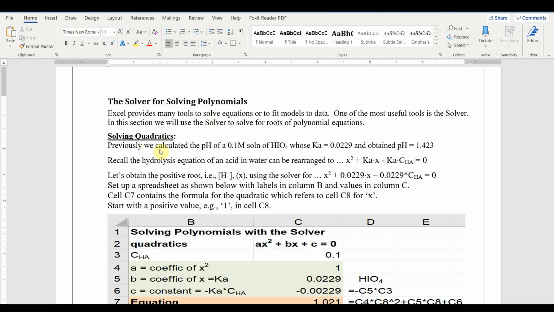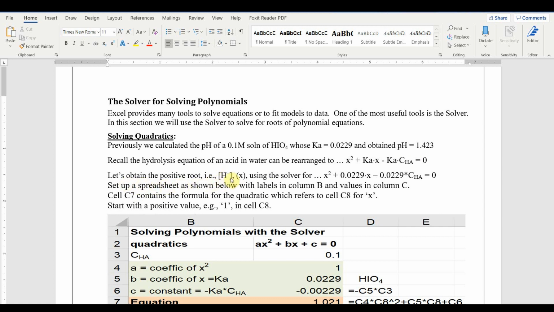Previously we calculated the pH of a 0.1 molar solution of periodic acid, with a Ka of 0.0229, and we obtained a pH equals 1.423. Recall that the hydrolysis equation of an acid and water can be rearranged to x squared plus Ka times x minus Ka times Cha equals 0. So let's obtain the positive root.